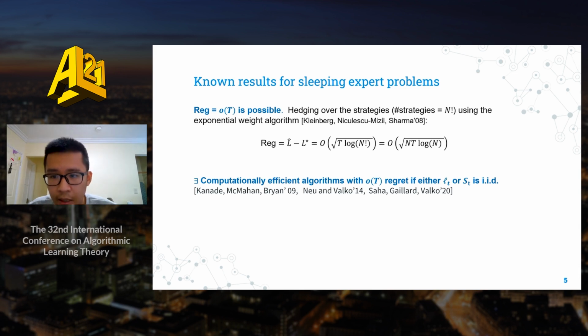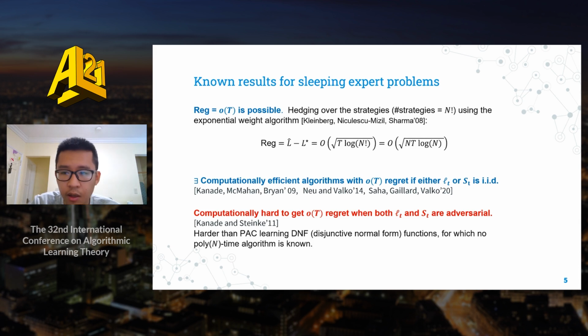Indeed, there are computationally efficient algorithms, but requiring the condition that either the loss vector l_t or the available action set S_t is IID drawn from some fixed distribution. Things become very different if both loss vector and the available actions are non-IID or adversarial. It has been shown that to get a sublinear regret in this setting, it is actually harder than PAC-learning DNF functions, for which a polynomial time in N algorithm is not known yet.